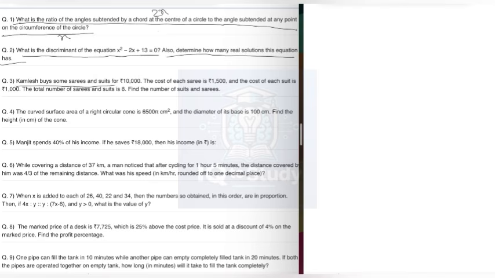Kamlesh buys some sarees and suits for 10,000 rupees. The cost of each saree is 1,500 rupees and the cost of each suit is 1,000 rupees. The total number of sarees and suits is 8. Find the number of suits and sarees.